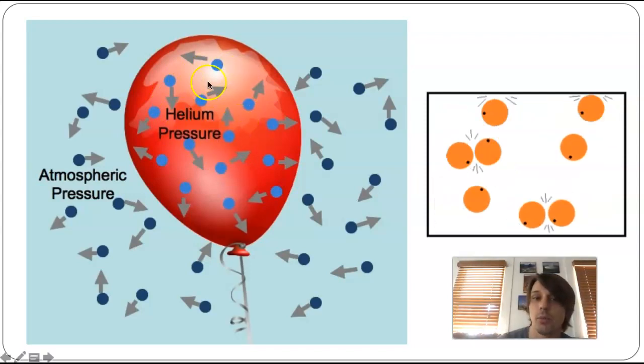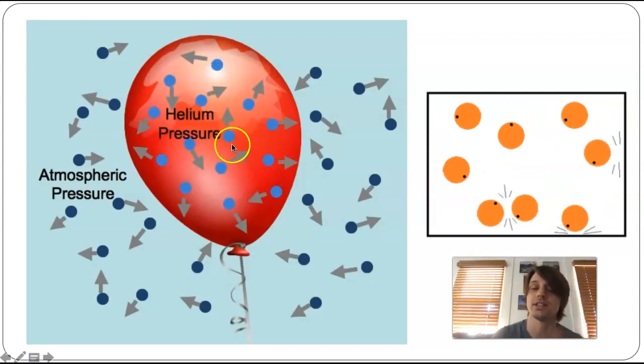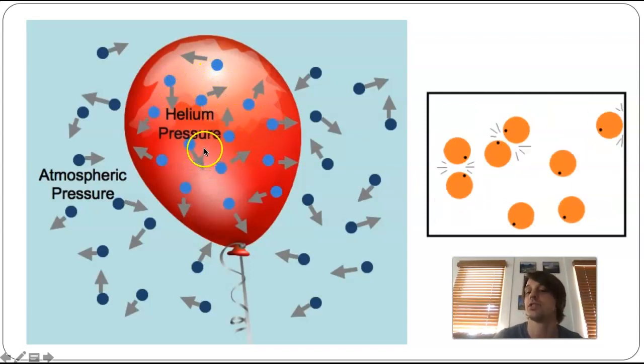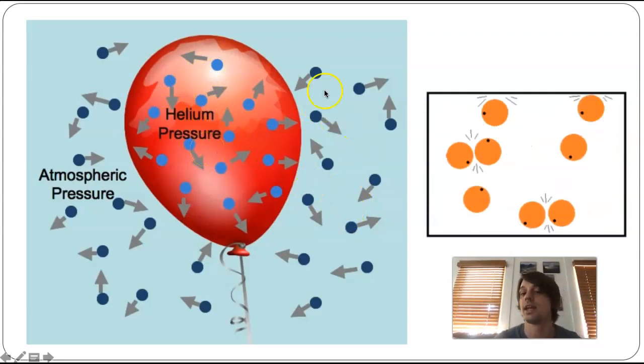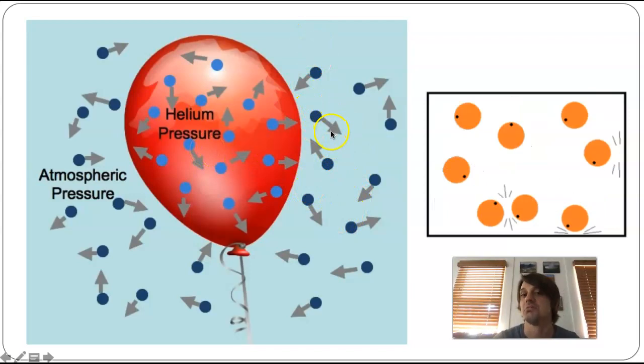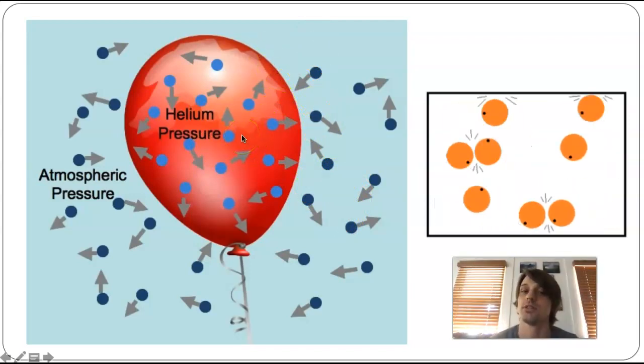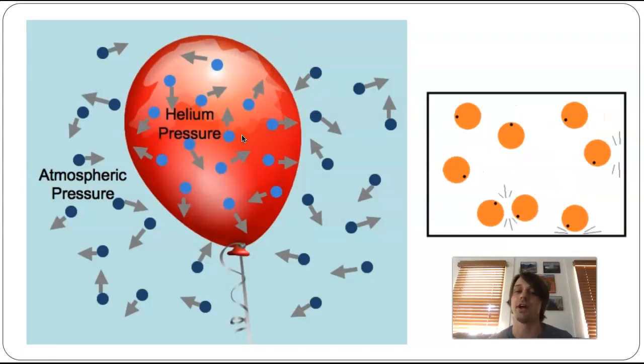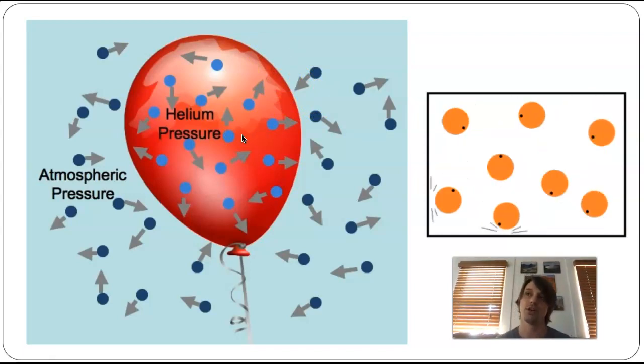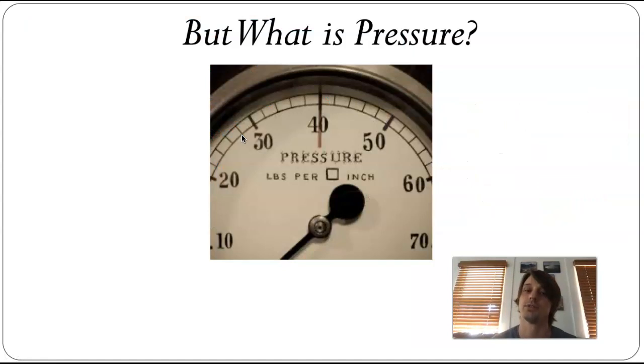If I add more particles or heat it up, or I do things to change the pressure on the inside, it's going to change the size. Or if I do things to the outside, it's going to change the pressure and change the size of this balloon. And that's what we're going to be studying this unit. So I want you to be able to first define pressure, and then we're going to change pressure and see how that affects other variables.